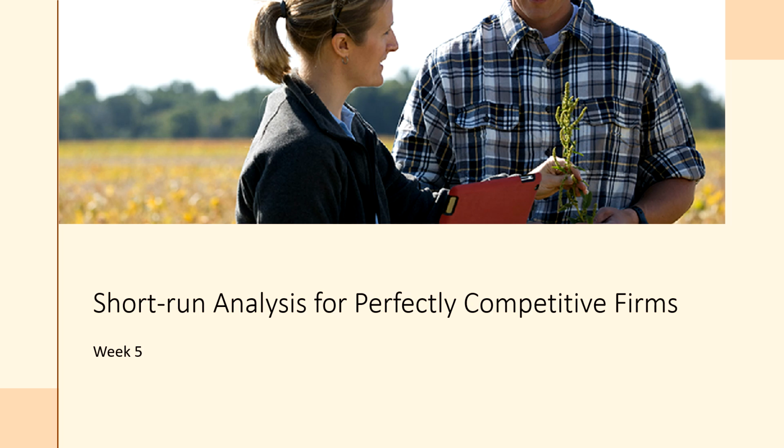In today's lecture, we are going to analyze how a perfectly competitive firm makes a decision in the short run. In the previous lecture, we learned that the firms in perfect competition are price takers. Today, we will build on that idea and answer the most important question for the firm. How much should the firm produce in order to maximize profit?